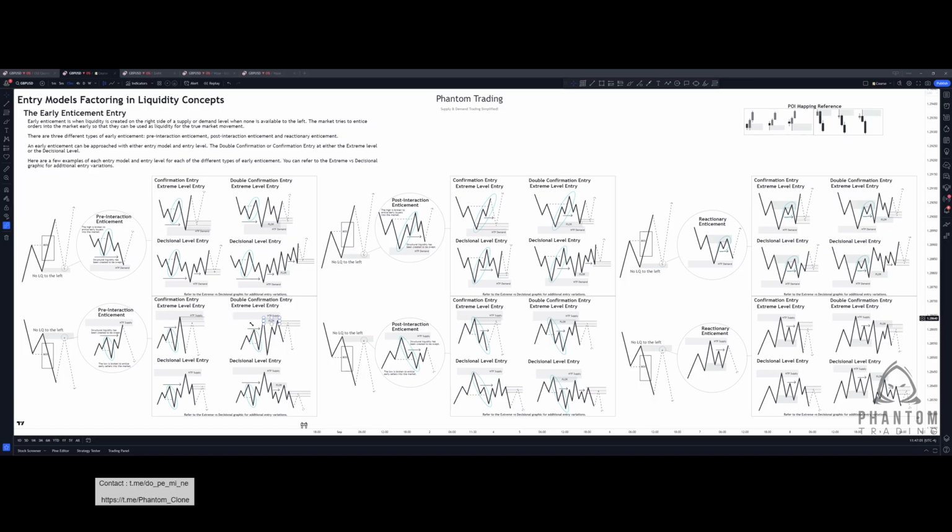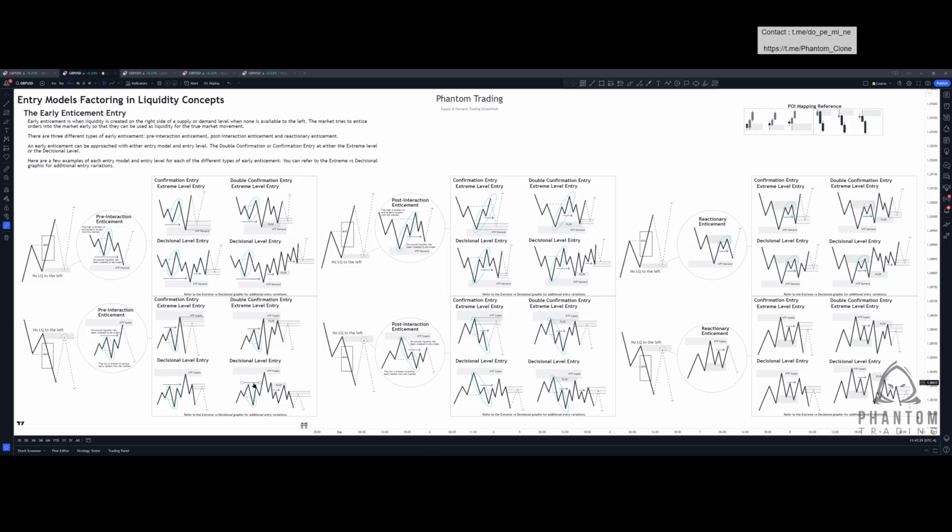What we can see is the pre-interaction early enticement has been swept. We interact with the higher time frame level of supply. The last point of demand has failed, forming our first level of respect supply zone. Price then trades into the first level of respect and we see the last point of demand prior to the first level of respect fail, which creates our tradable supply level that we can look to trade short when price interacts with it. Finally, we have the decisional entry for a double confirmation entry.